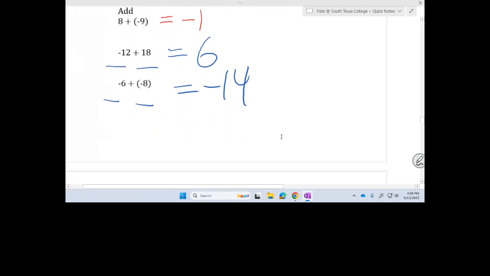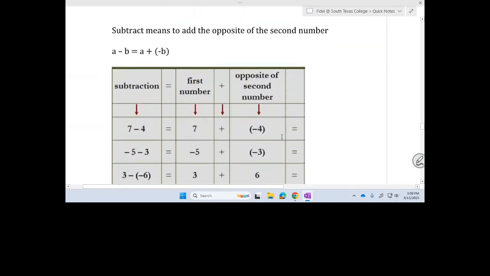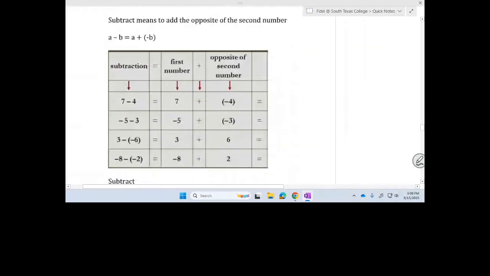Yo, let's go down the list and let's see what else we got. So, y'all, when we talk about subtracting numbers, subtracting really means we're going to leave the first number alone, and then we're going to change the minus sign to a plus sign, and we're going to change the sign of the second number.